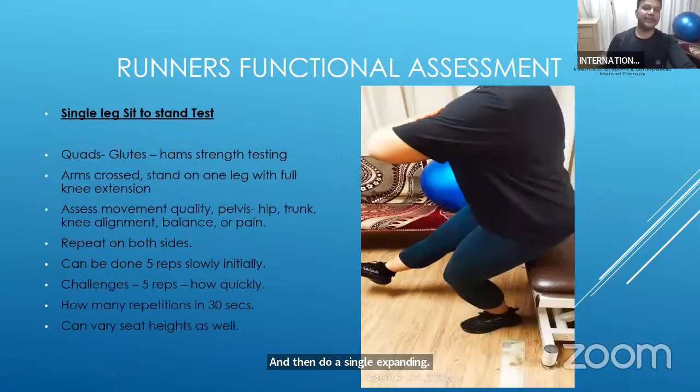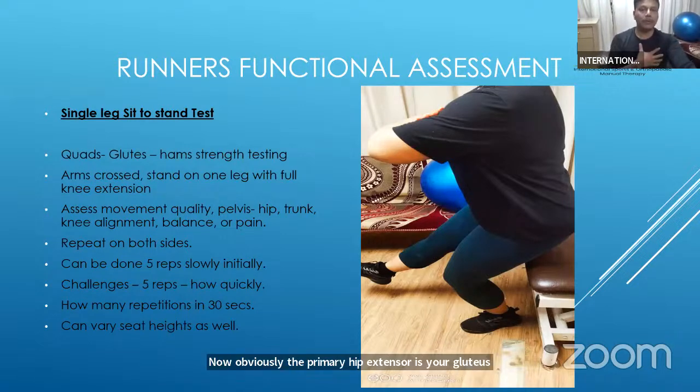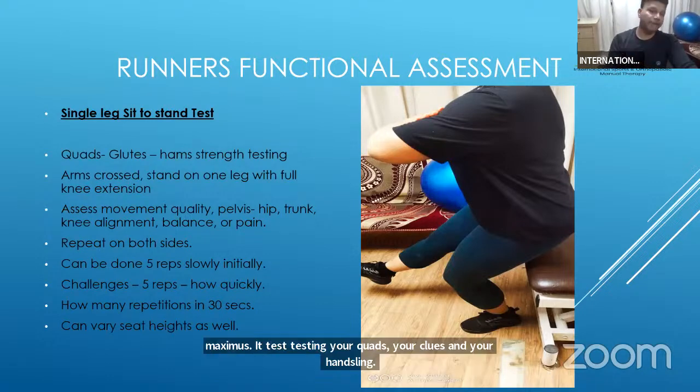All right. Next is sit to stand, single leg sit to stand. Now, obviously, the primary hip extensor is your gluteus maximus. It is testing your quads, your glutes, and your hamstrings. Arm cross, very simple. Now, there are certain modifications of this.